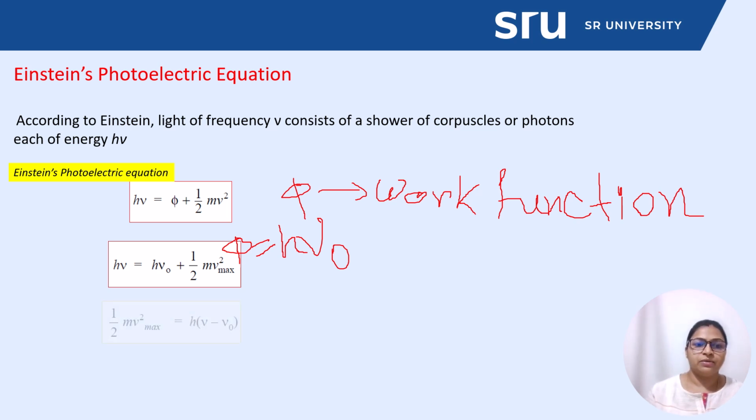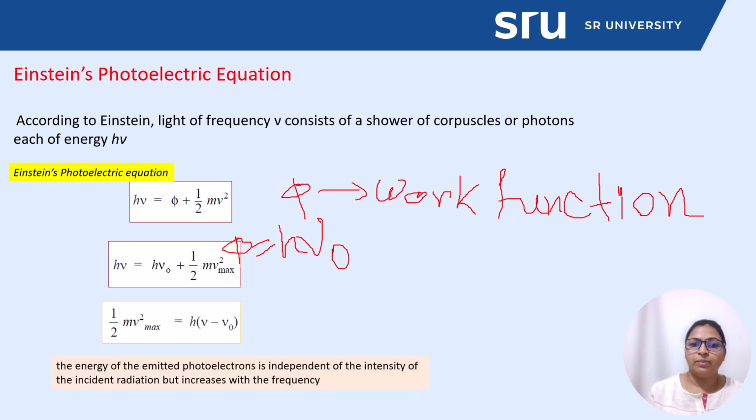Or we can reframe this equation: half of m v max square is equal to h nu minus nu naught. So this equation gives the complete Einstein photoelectric effect emission and the energy of the emitted photoelectron. So you can see that the energy of the photoelectrons is independent of the intensity of the incident radiation, but decreases with the frequency.